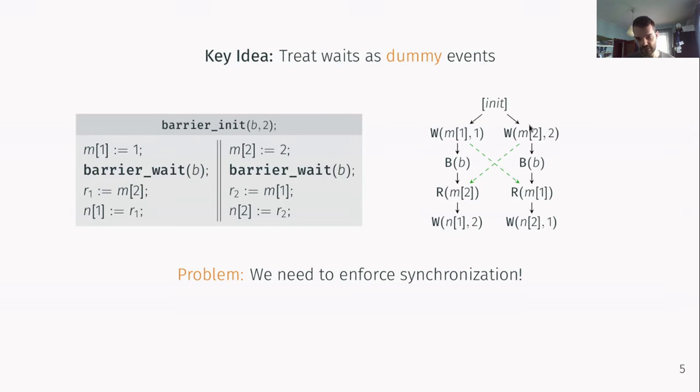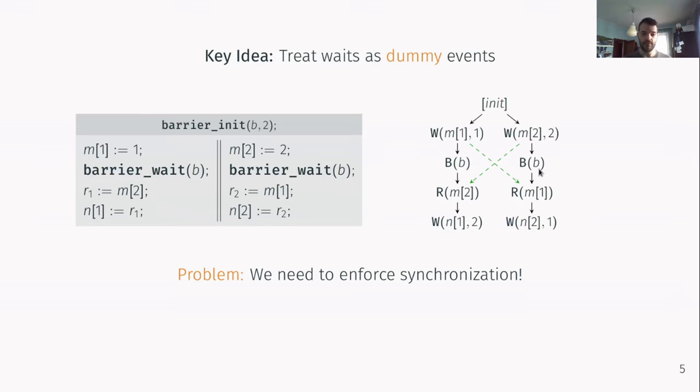So while in this graph that I've drawn here, this read is reading from that write, there is nothing that actually prevents it from reading the initial value. With the previous barrier representation, the assume statements did that, but now there is nothing that enforces synchronization.